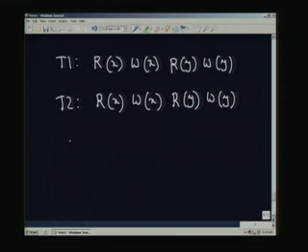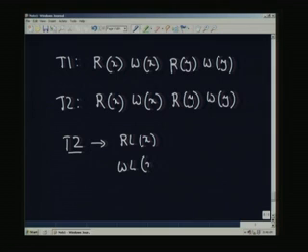Let us assume that T2 has come into the system first. The first thing it will do is request a read lock on X. Now, when the read lock on X is granted, it is going to ask for an upgradation of this read lock to a write lock. It still cannot release this lock on X, though it knows that it has finished working with X.